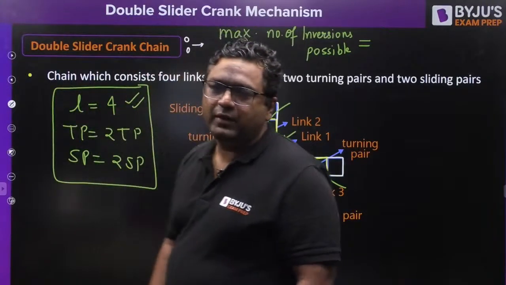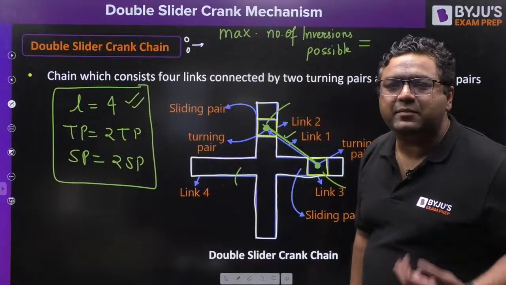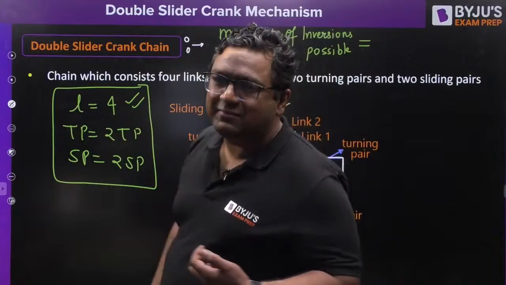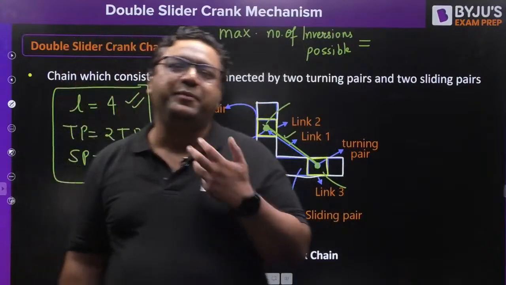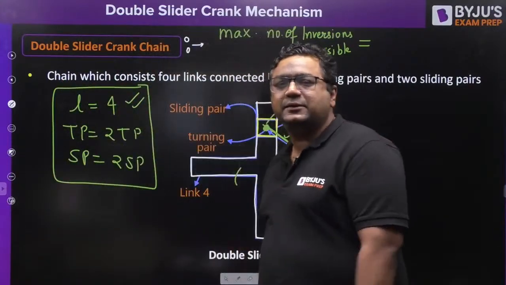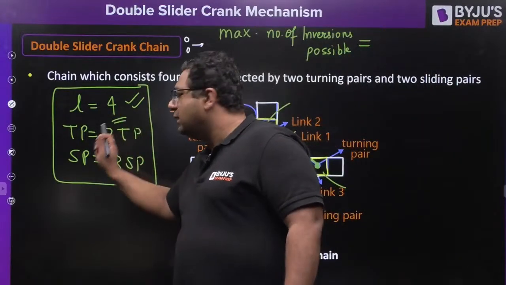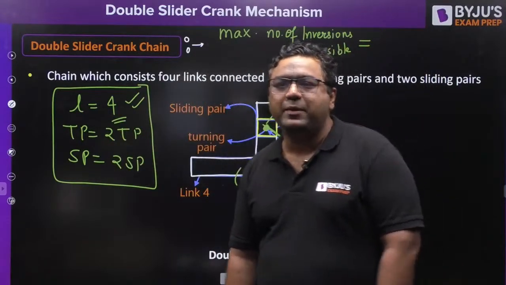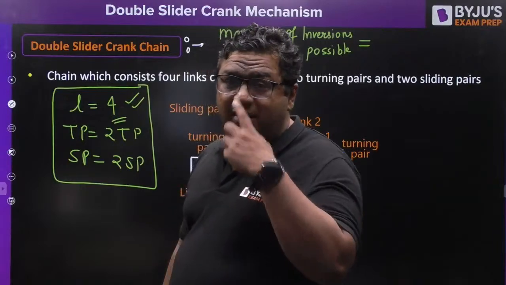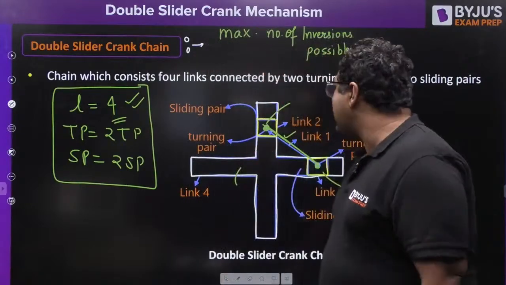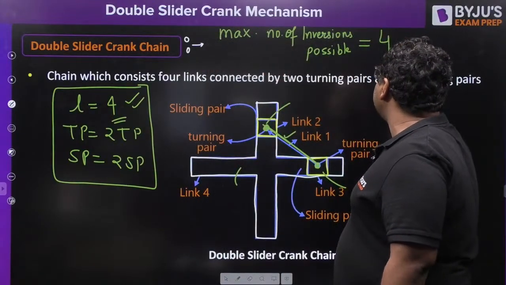How many mechanisms can be made at maximum? How many inversions can there be at maximum? Yes guys, the number of links is 4. This data is with you. Yes, Midun, Abhimanyu, Harshada, very good. So you are saying the answer is 4. Yes, the maximum possibility is 4.